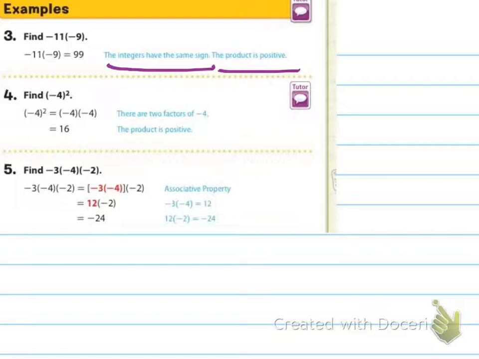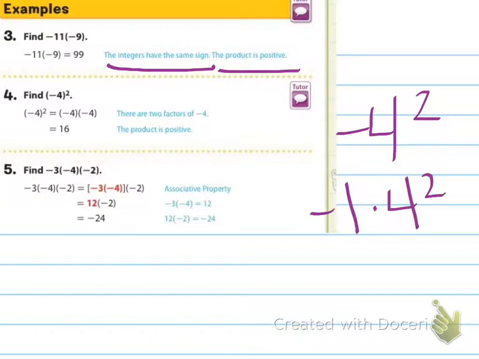Number 4 says find, in parentheses, negative 4 squared. Because negative 4 is in parentheses, it means the whole thing is being squared. This is different than negative 4 squared without parentheses, because that is the same as saying negative 1 times 4 squared, and it would end up being a negative answer.